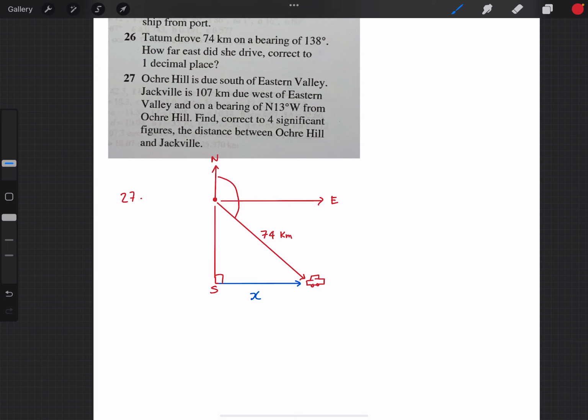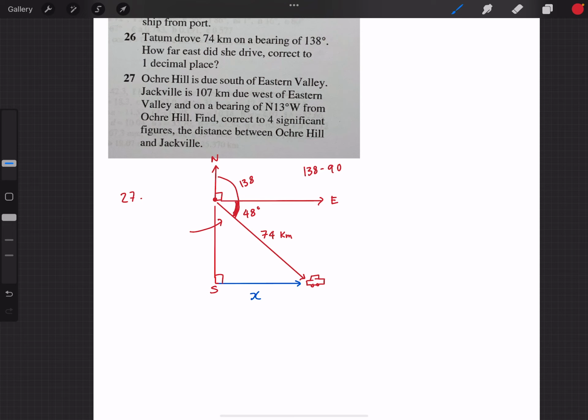Okay, so we know this is 138 altogether. Now this is 90 degrees. So what's this angle here? It'll be 138 minus 90, which will give me 48. That's 48 degrees. Now from this I can conclude that I can work out what this angle is.